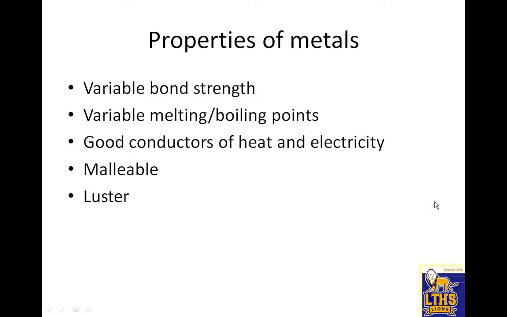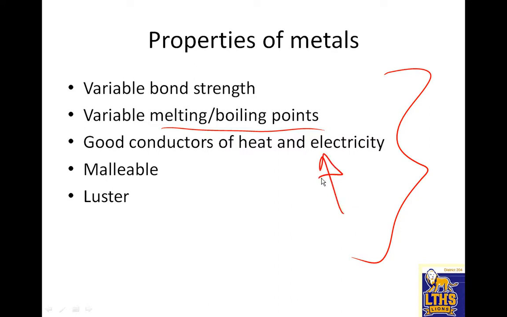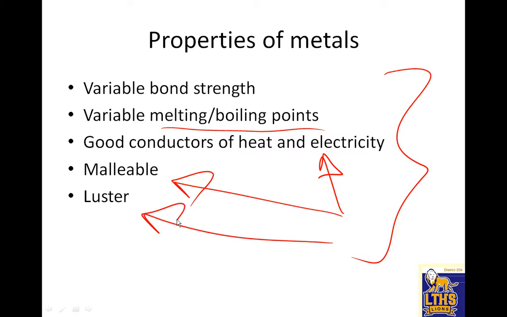All right, so the last thing we need to talk about are metals. And we saw this in the metal non-metal lab. So metals have variable bond strengths. Some of them can melt in your hand. So they have variable melting and boiling points. But what they are for sure is good conductors of heat and electricity. And they are pretty malleable and they're shiny.